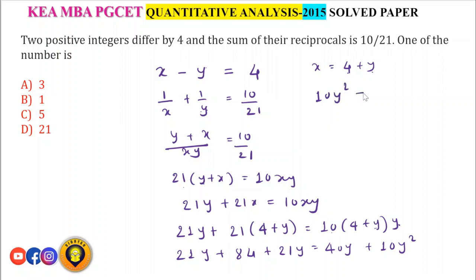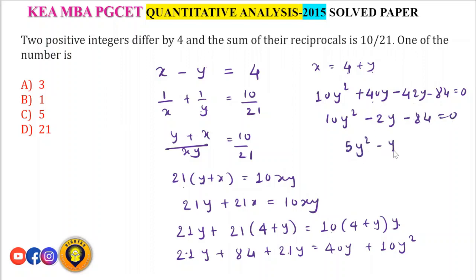So therefore you will get 10y square plus 40y, and 21y plus 21y is 42y. 42y will come to the left hand side as minus 42y, and 84 will come to the left hand side as minus 84, and the right hand side will equal 0. So 10y square plus 40y minus 42y, that is minus 2y, minus 84 equals 0. 2 is common, so you will get 5y square minus y minus 42 equals 0.